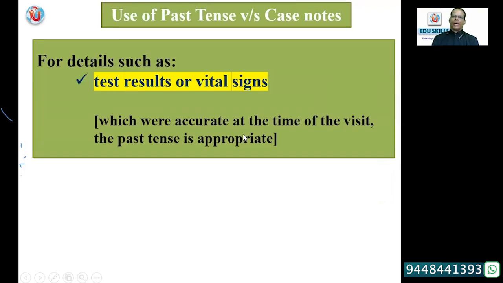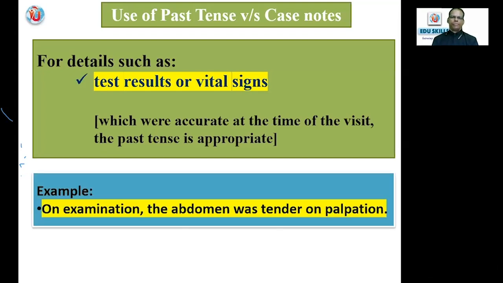Again, use of past tense in case notes. For details such as test results or vital signs, you have to use past tense, which were accurate at the time of the visit. The past tense is appropriate. Whenever the test results or vital signs are mentioned in the case notes, be sure that you are supposed to write the sentence in past tense. Example, on examination, the abdomen was tender on palpation.